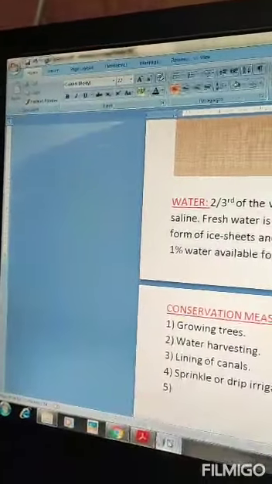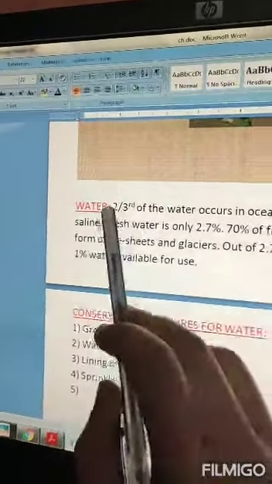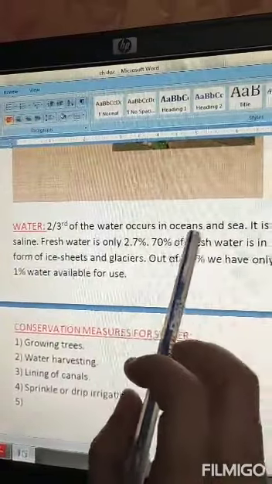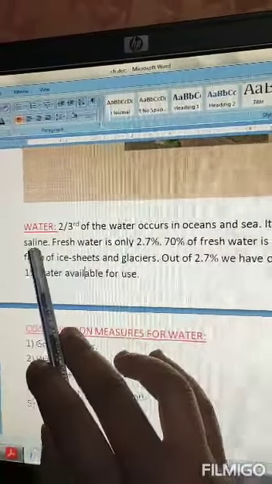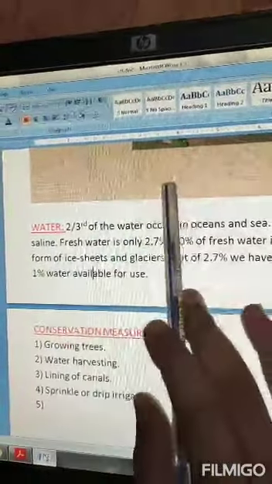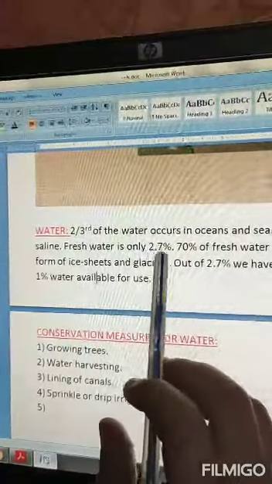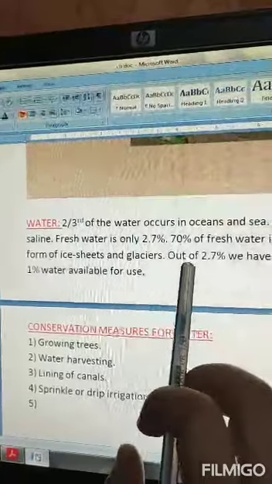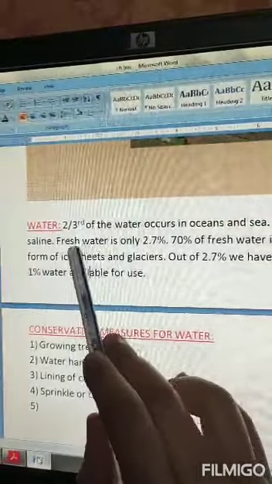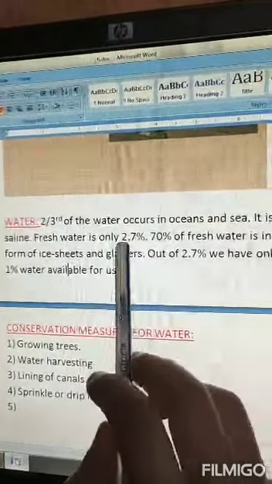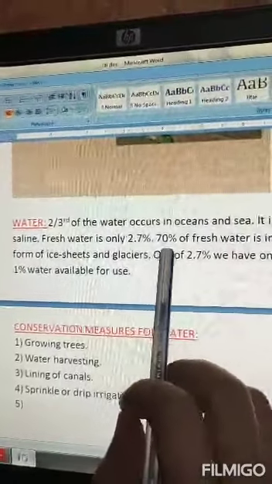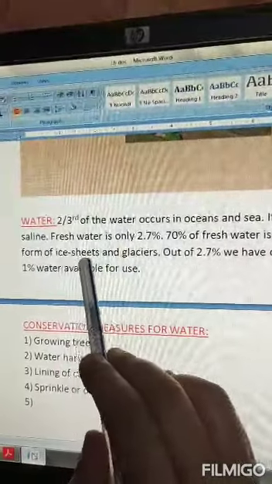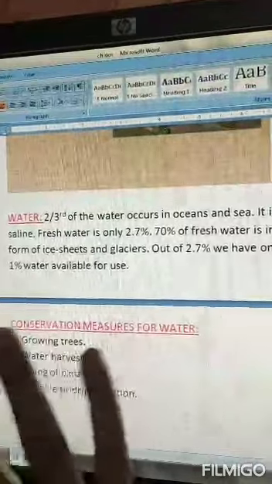If we talk about the water that is on Earth, 2/3 of the water occurs in oceans and seas, and this water is saline, means it is salty, it can't be used at all. So fresh water is only 2.7%. Fresh water means the water that we can use. Out of this 2.7% water, 70% occurs in the form of ice sheets and glaciers, which we cannot use.